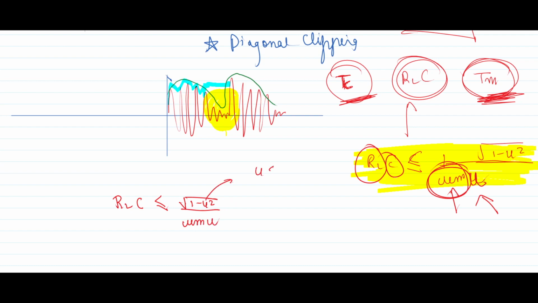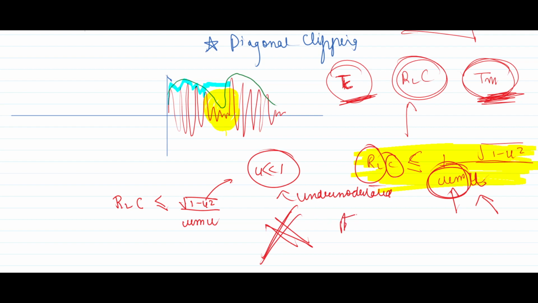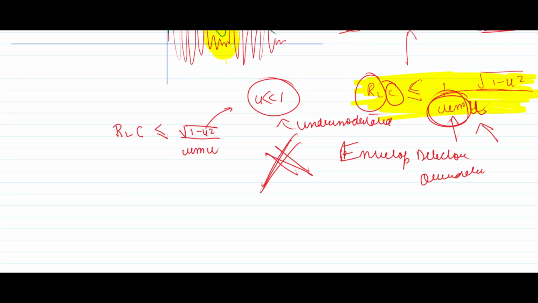So mu should be less than 1. This is valid for an undermodulated signal. Always remember, you can never use an envelope detector for an overmodulated signal. There is only one method for an overmodulated signal, and that is the synchronous detector or coherent detector.